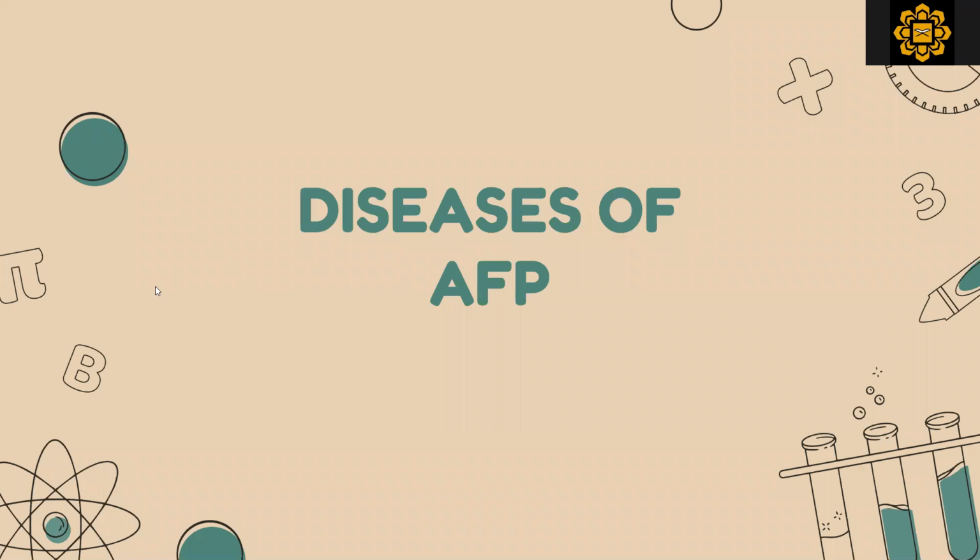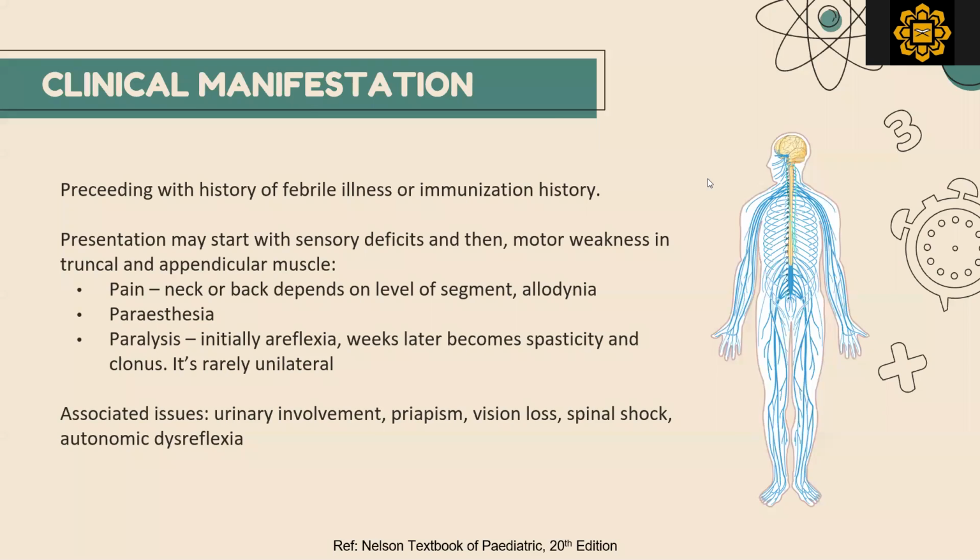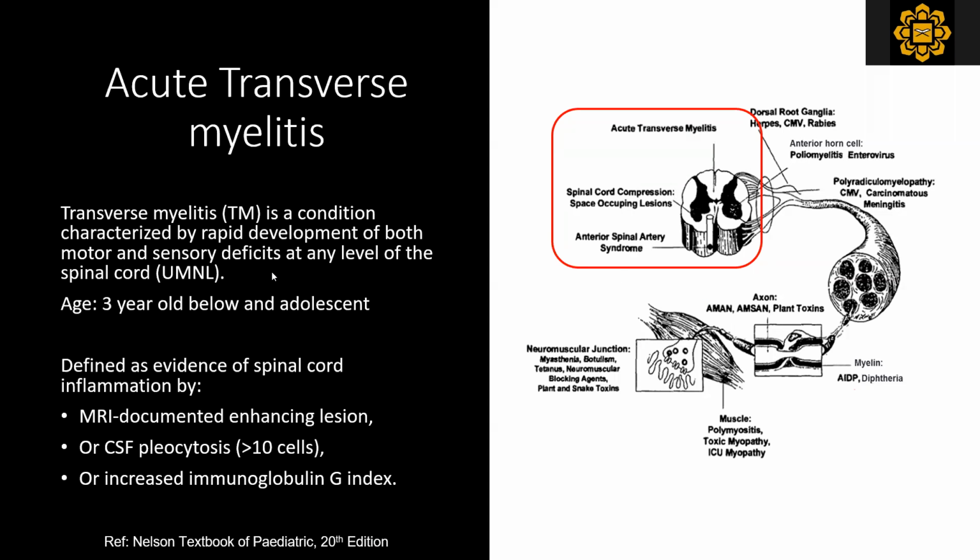Before I end this topic, I would like to share some diseases. We go to the first, acute transverse myelitis. As I have mentioned, it occurs here. It is a condition characterized by rapid development of both motor and sensory deficit at any level of the spinal cord. Usually the spinal cord level is mid-thoracic, and the common age is below 3 years old, and it is defined by evidence of spinal cord inflammation. We can see it on MRI as an enhancement or intensity, or from CSF we can see pleocytosis, or we can order the immunoglobulin G index.